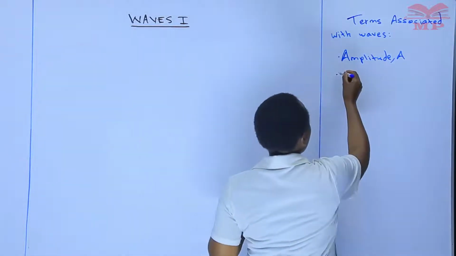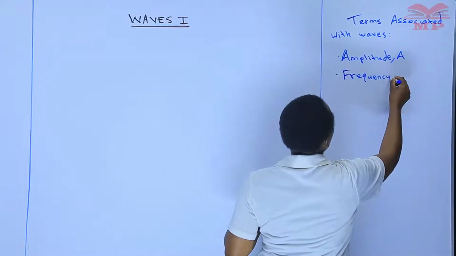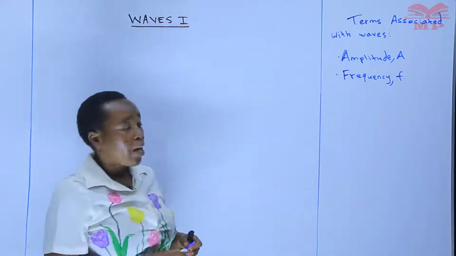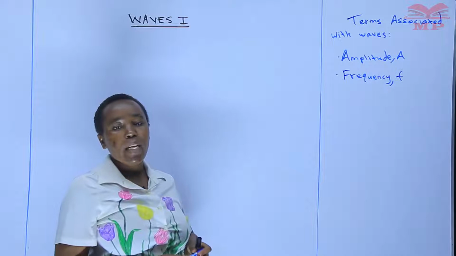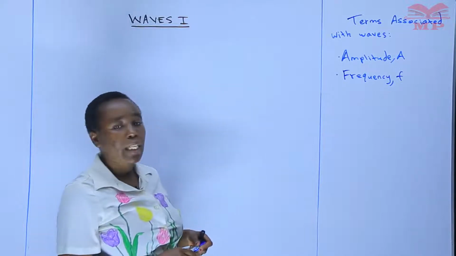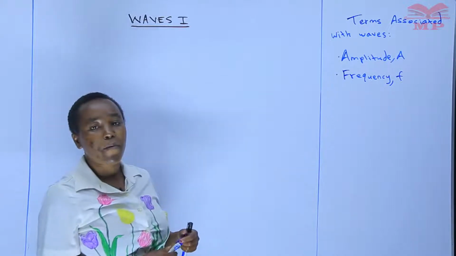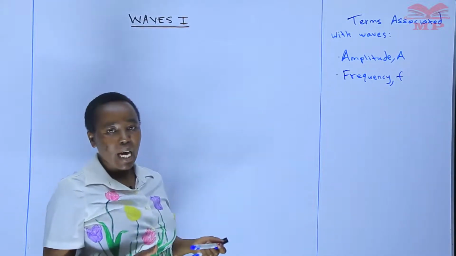Then we had another term, that is frequency, denoted by a small letter f. And what did we say is frequency? Frequency simply refers to the number of complete oscillations in 1 second. That's what we mean by frequency. And the SI unit for frequency is hertz.